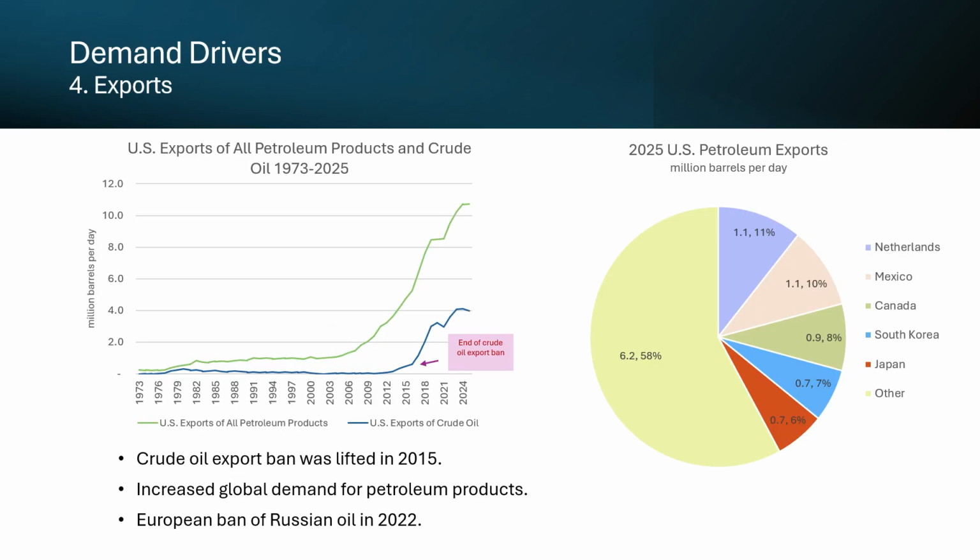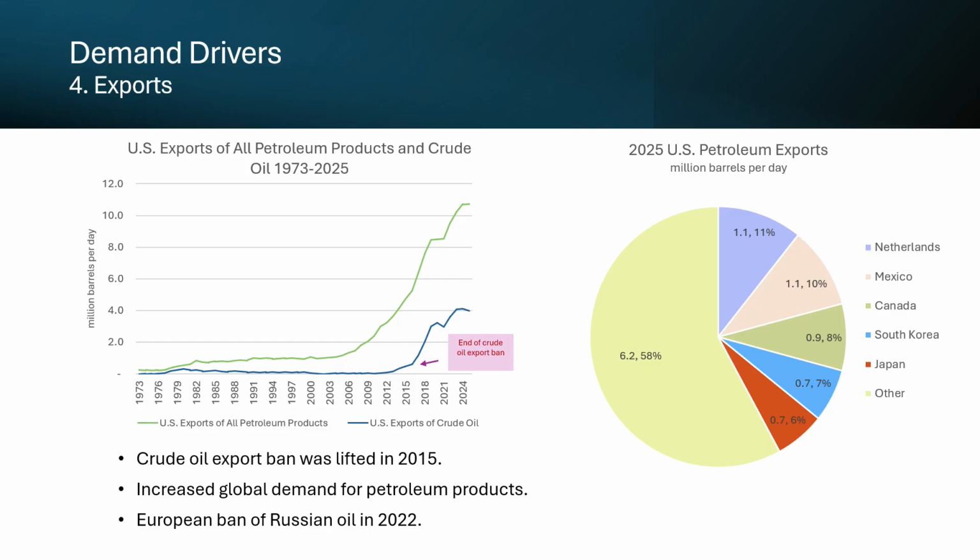The last demand driver I will discuss is petroleum product exports. The chart on the left shows that US exports have been low and flat until the mid-2010s. The dramatic increase is due to several factors. First, from 1975 to 2015, the US government had a ban on nearly all US crude oil exports to protect against future oil crises. This ban was implemented after the politically motivated 1973 OPEC oil embargo, which banned oil exports to the United States and cut OPEC oil production, causing fuel shortages in the United States and worldwide.